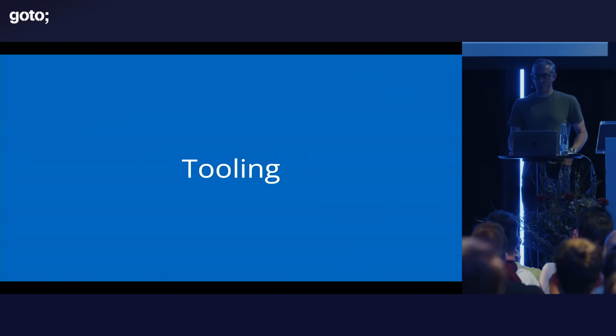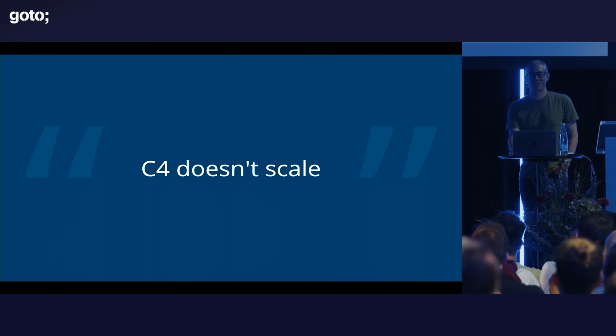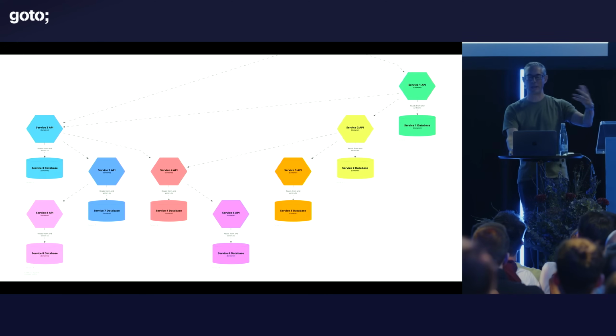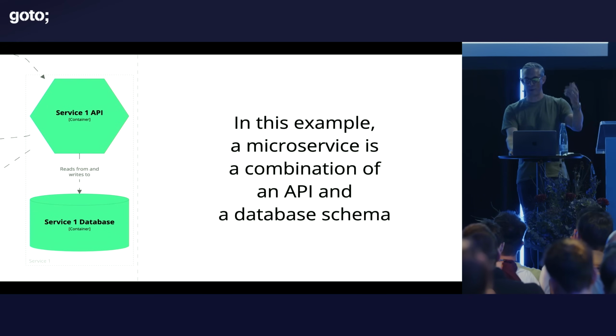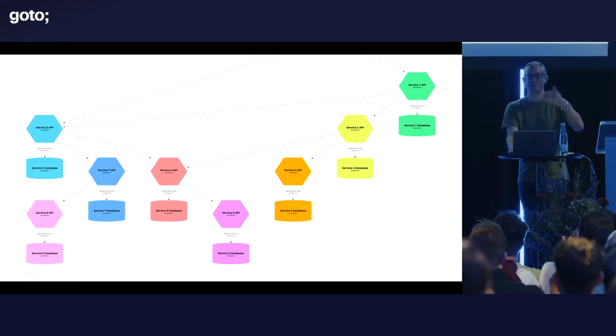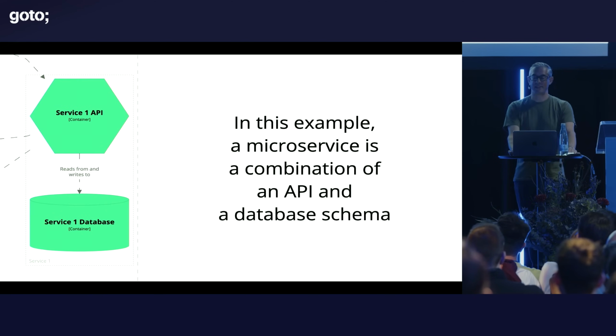A couple of last ones. Tooling. A lot of people say C4 doesn't scale, and for me this is a tooling issue. So imagine you have a microservices architecture. Here there are 8 services. Every service is a pair of an API thing and database schema thing. With 8 it kind of works, but imagine we started adding 9, 10, 11, 12, 20, etc. This diagram starts to get cluttered quite quickly. So how do you deal with this?